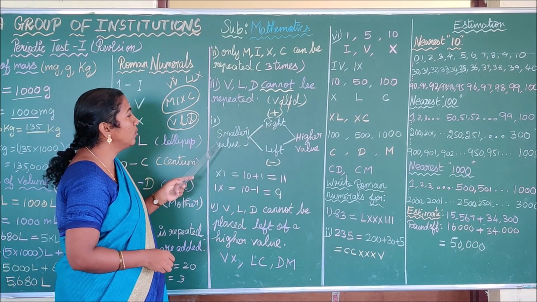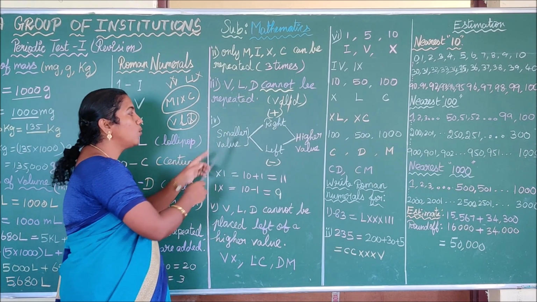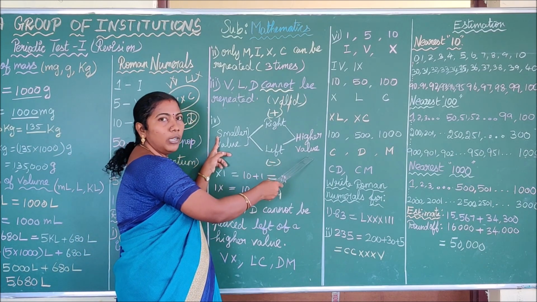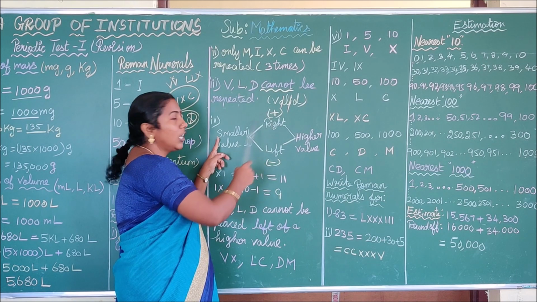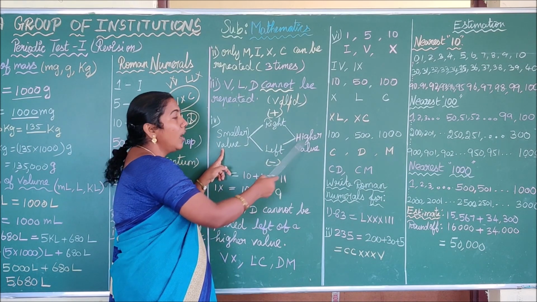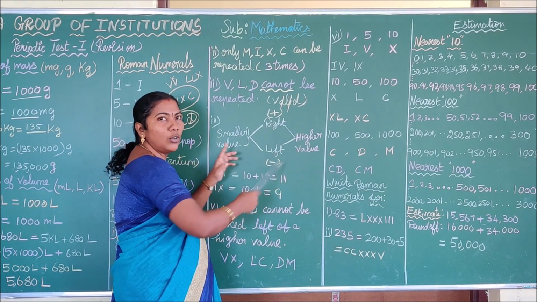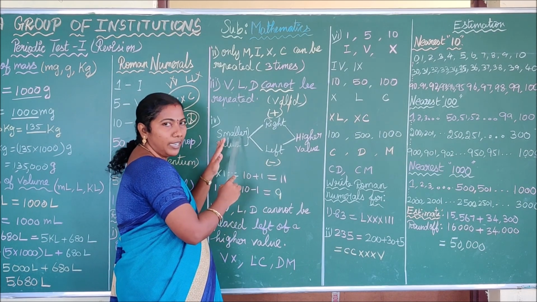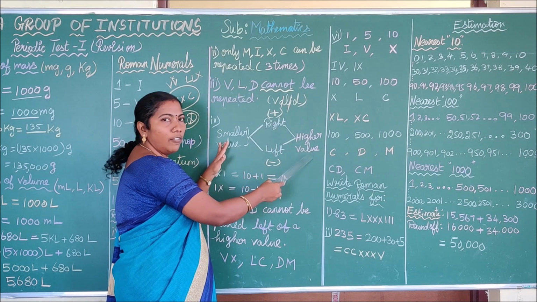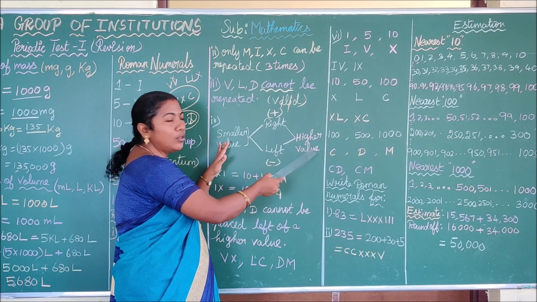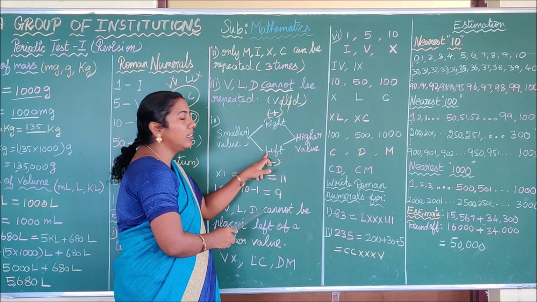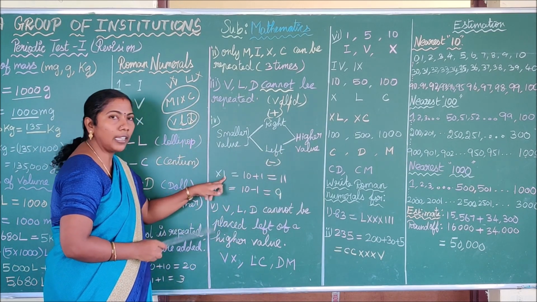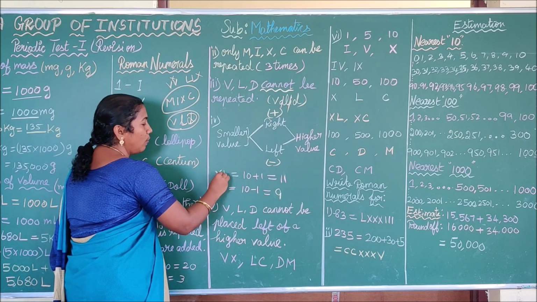See the next rule. Smaller value. If the smaller value is written on the right hand side of the higher value, you have to add that value. If the smaller value is written on the left hand side of the higher value, you have to subtract it. Do you understand, children? If the smaller value is written on the right hand side of the higher value, you have to add the 2 values. If it is written on the left hand side of the higher value, you have to subtract. See here, X, I.